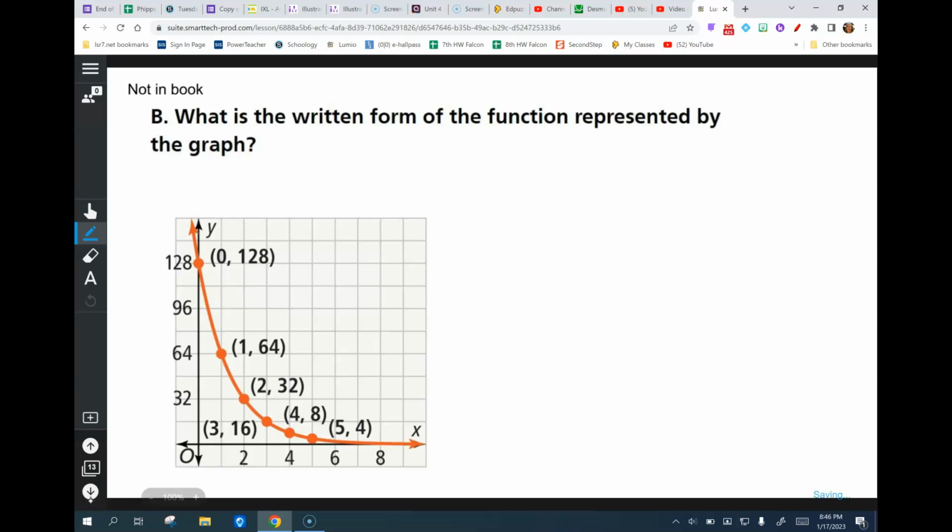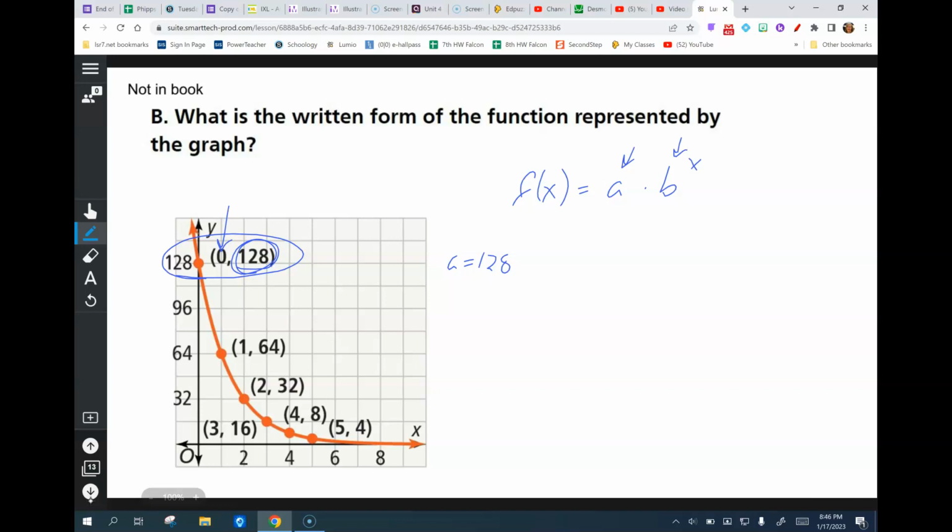Now let's look at a graph. Okay, we're still going to use that same information. Remember, f of x equals a times b to the x. A is the initial amount, b is the ratio. So what's my initial amount? Where does it start? Right. A is equal to 128 because when x is 0, y value is your a. Okay, it's your y-intercept, if you think about it.